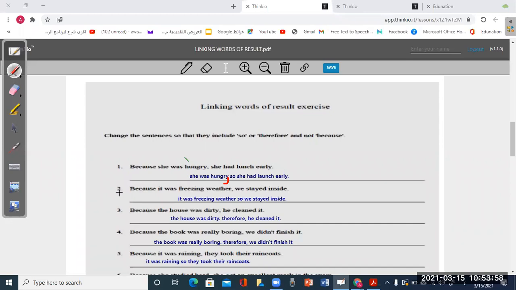Number 2, Fadi. Because it was freezing weather, we stayed inside. It was freezing weather, comma, so we stayed inside. Okay, number 3, Joyce. Because the house was dirty, he cleaned it. The house was dirty, therefore he cleaned it. Now if you look at this sentence, is the punctuation okay? Yes or no? No, you need the capital letter T. Yeah, you need the capital letter.